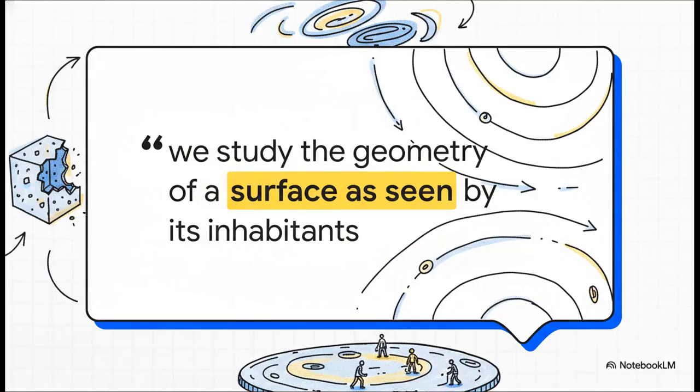And this is the core idea. Barrett O'Neill, who wrote the book we're drawing from for this, puts it perfectly. He says, roughly speaking, we study the geometry of a surface as seen by its inhabitants. That's the whole game right there. We're literally throwing away the crutch of seeing things from the outside and building a whole new kind of geometry from scratch, from the inside out.